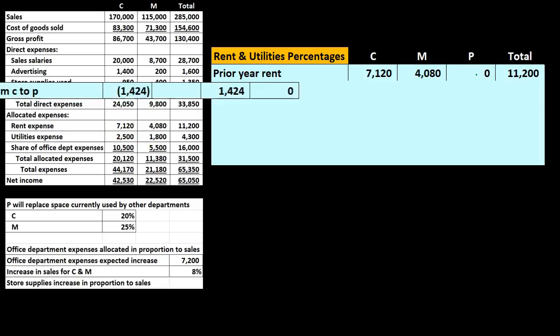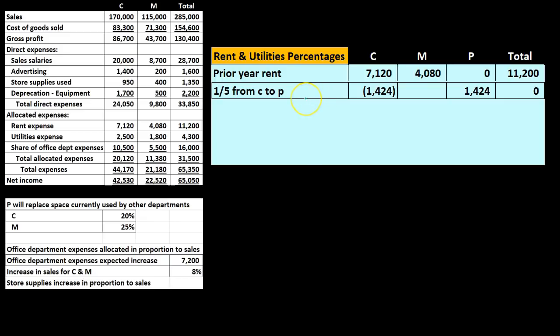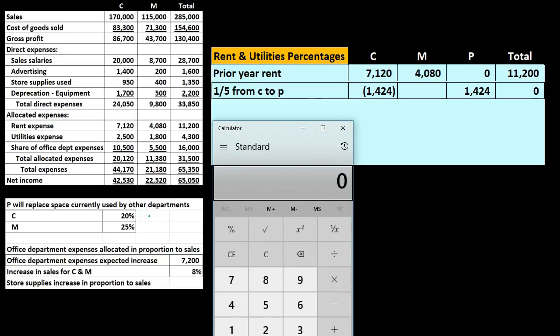P wasn't around. And then we're going to be allocating 1/5 from C to P. Why? Because we said it was a 20% allocation. If we think about that in terms of a ratio, it's 1/5, or 20%. So what we're going to do is say, okay, 1/5 of that is going from C to P. So how would we do that? We'd say, okay, well, 7,120 divided by 5, and you can multiply it times 1/5, 1,424 is going to be out of C and being allocated to P.